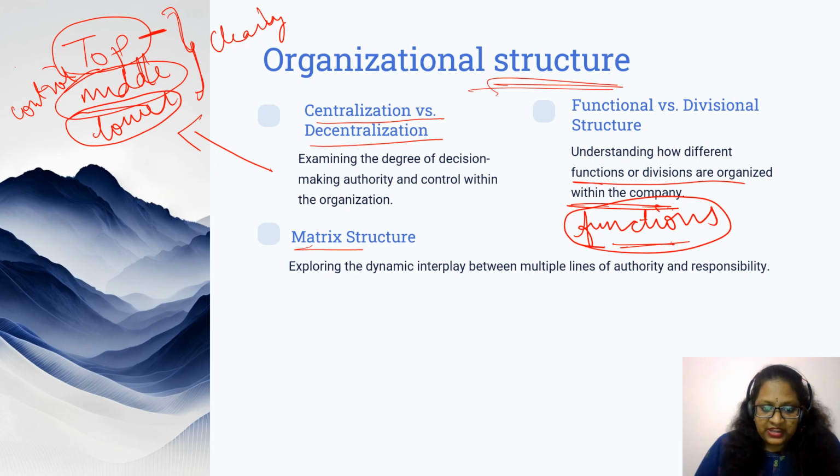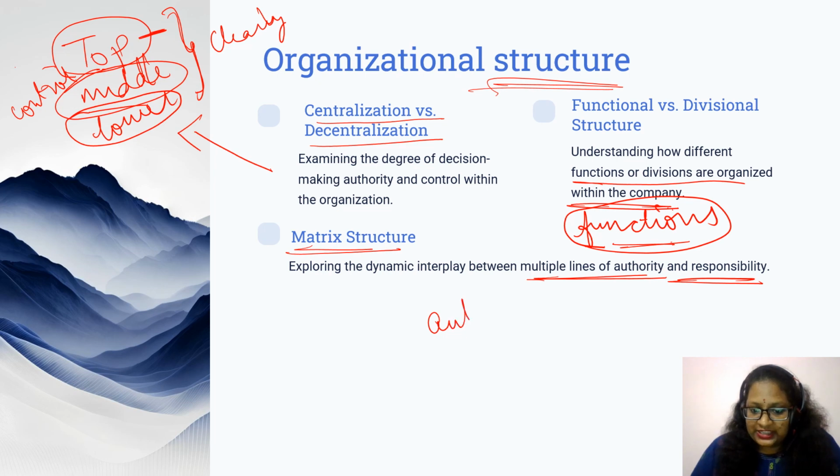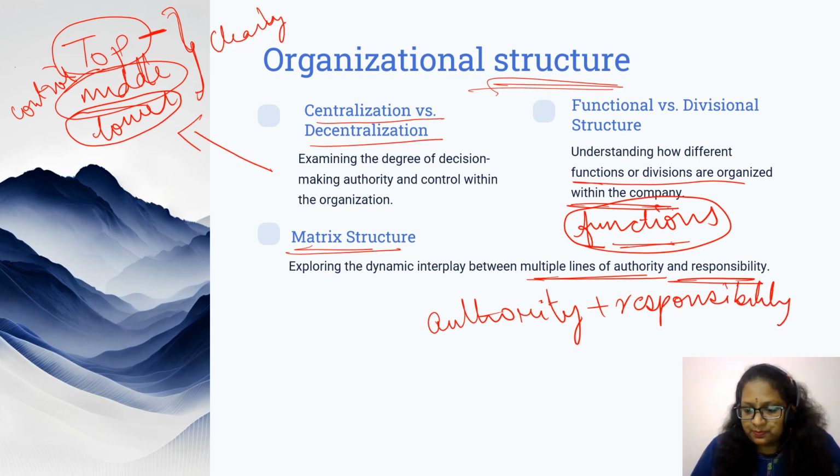Now next comes the matrix structure, exploring the dynamic interplay between multiple lines of authority and responsibility. Here it is a mixture of authority and responsibility. In this kind of structure, a particular level of management is required to have authority and responsibility towards the organization to achieve the objective for that organization.